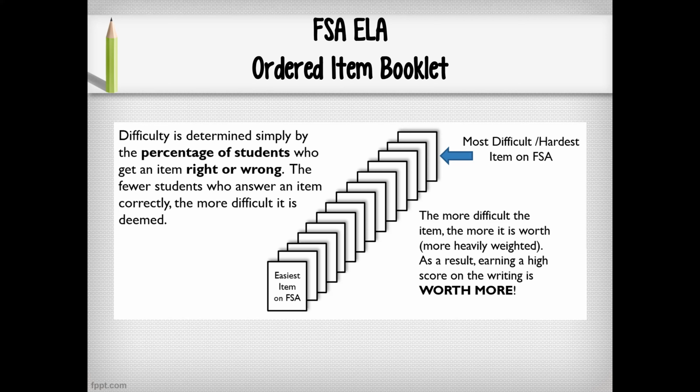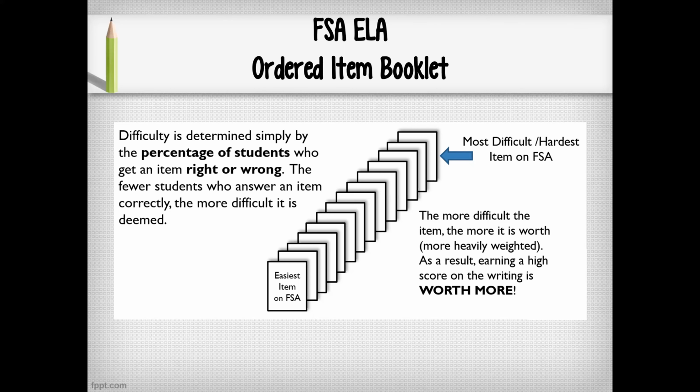Then that paper at the far top of the screen with the arrow, that's the most difficult or hardest item on the FSA. So that's going to be the one that the least amount of students actually get correct, and then it'll be deemed the most difficult item. And what I would need you to know about that difficult item is that the more difficult the item, the more it is worth, meaning it's more heavily weighted.